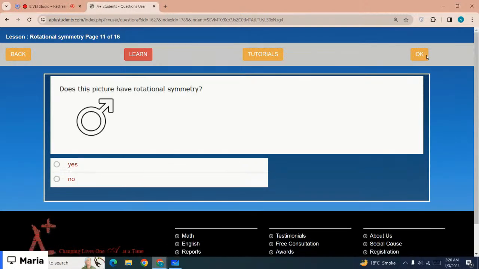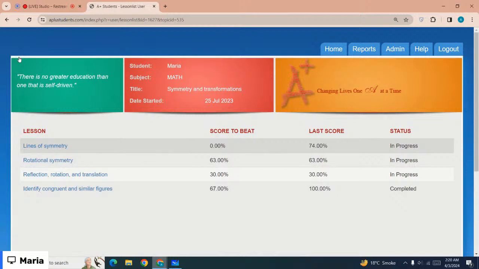Okay, you can complete the lesson by yourself later today. Let me just move on to the next lesson. And the next lesson is reflection, rotation, and translation, right? They are very important when working on symmetry. They are basically the transformations.